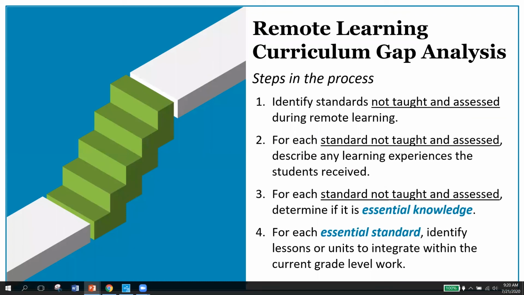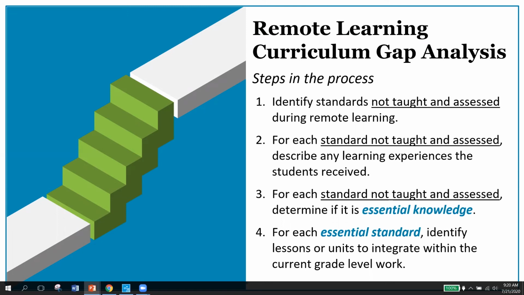Many teachers and other educators may be starting the 2021 school year concerned about student learning gaps that exist because of the transition to remote learning. In order to ensure that students have the essential knowledge and skills to be successful as they progress to the next grade level, it is recommended that educators engage in a remote learning gap analysis to identify areas of unfinished learning. Conducting a remote learning curriculum gap analysis involves 4 steps and is most effective when teachers work in their grade level teams or professional learning communities.